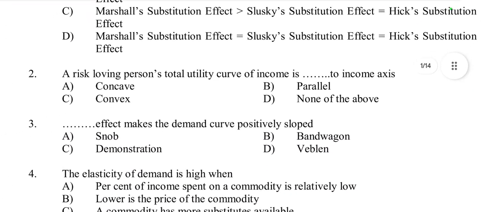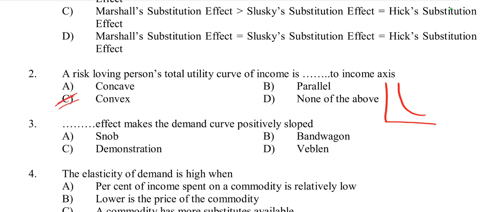Then question number 2. A risk-loving person's total utility curve of income is dash to the income axis: concave, parallel, convex, or none of this. Generally, a risk-loving person's total utility curve of income is convex to the income axis, because a risk-loving person's utility curve is convex.